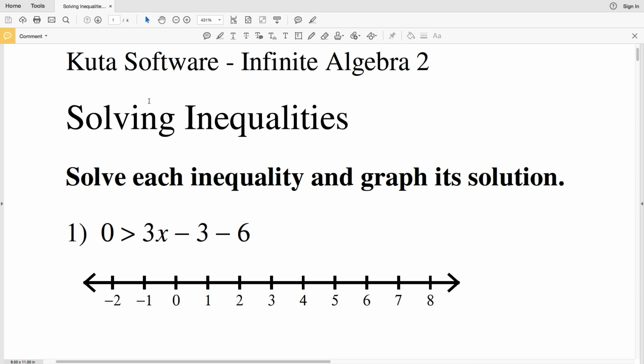In this video, we're going to start the Kuta Software Infinite Algebra 2 free worksheet, solving inequalities.